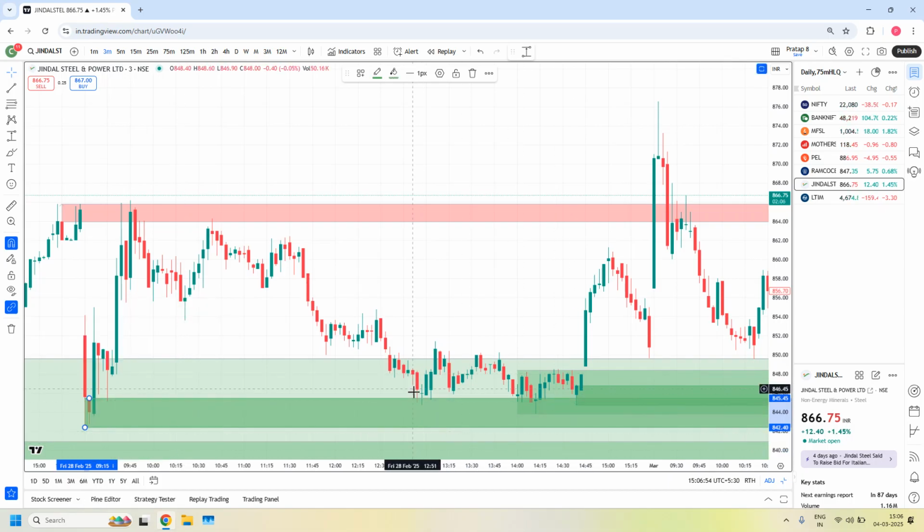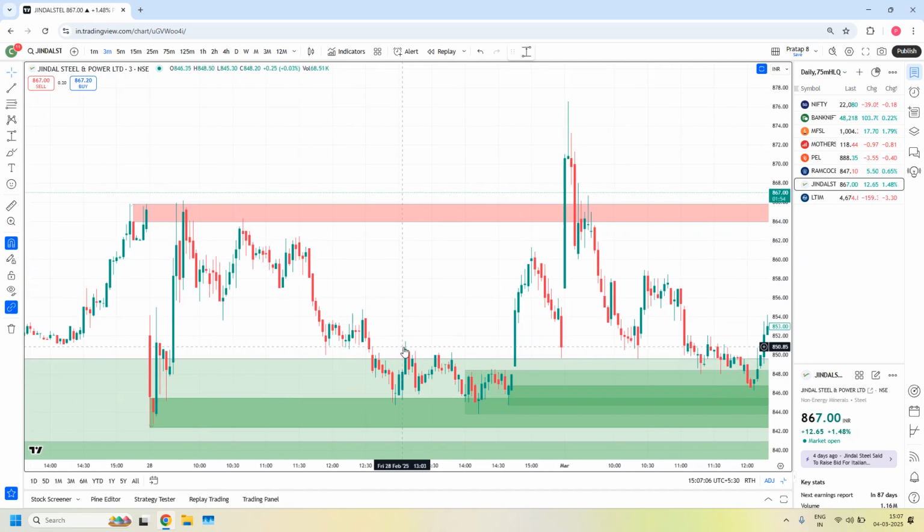See here you have a drop base rally. Again LOTL zone is created. Here also again you see drop base rally. Here also you see drop base rally. Here also drop base rally. So this is the 3 minutes.